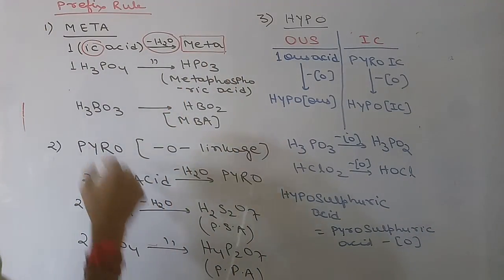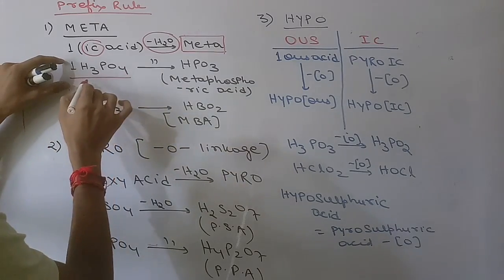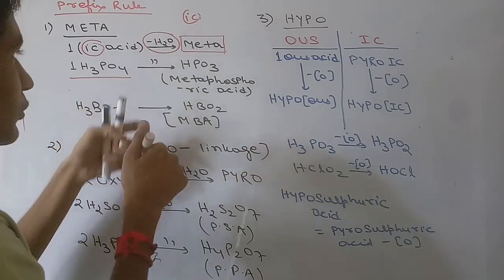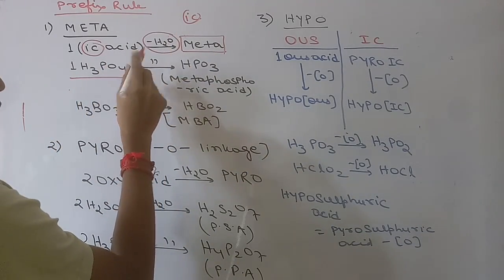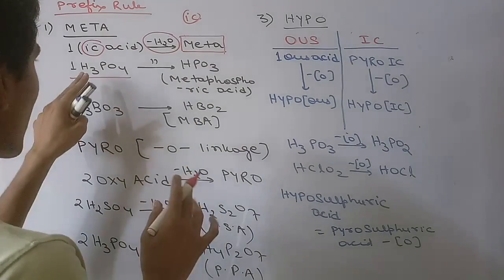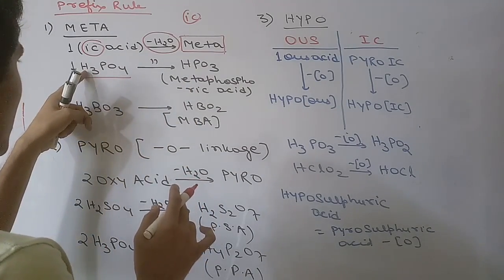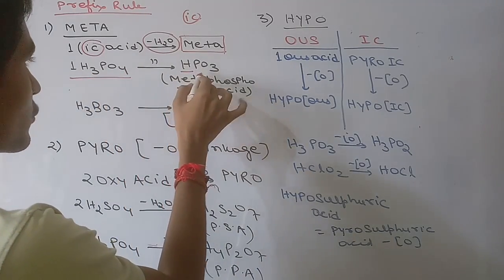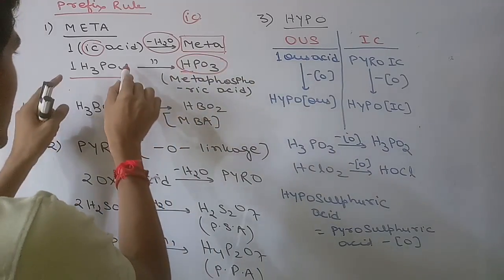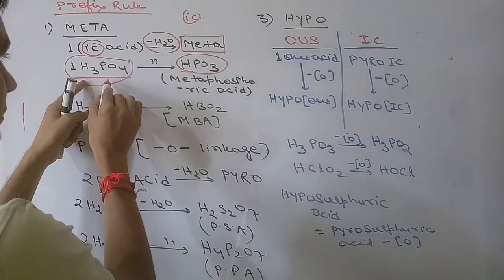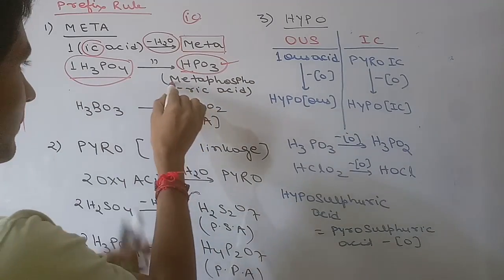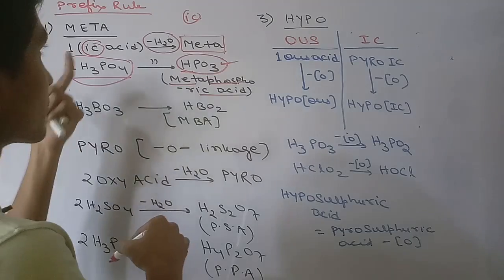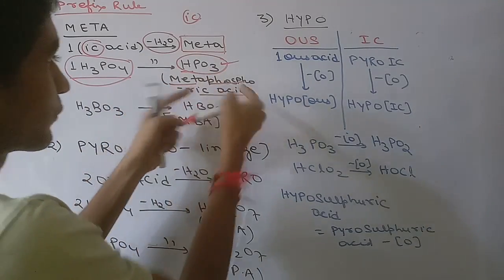I am taking an example, 1 molecule of phosphoric acid, where ic is used. From 1 molecule of phosphoric acid, we are subtracting 1 molecule of H2O, which means 2H and 1 O will go out. See, 2H will be out, so 1H will remain, and with 1 O removed, PO4 will be reduced to PO3. So this formula is HPO3. You have to subtract 1 molecule of H2O from the phosphoric acid formula, and the remaining formula is metaphosphoric acid. Simply use the prefix meta, so this formula is known as metaphosphoric acid.